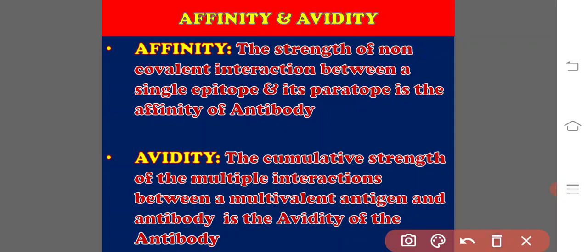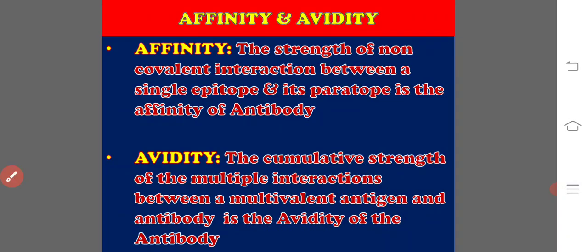Whereas the avidity, the cumulative strength of the multiple interactions between a multivalent antigen and antibody, is the avidity of the antibody. So whenever you talk about the affinity, that is the interaction between a single epitope of the antigen and a paratope of the antibody, whereas the avidity is a cumulative strength of all the epitopes of an antigen and all the antibodies that are bound to epitopes of the antigen.